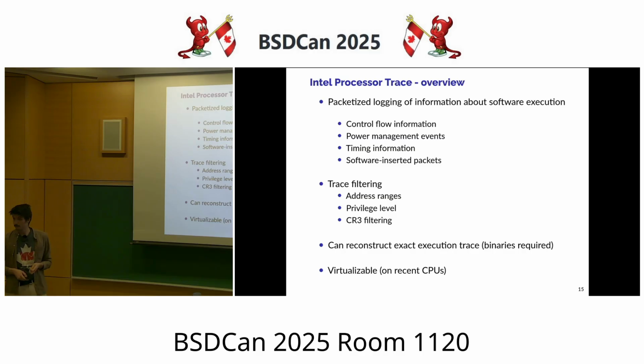OK, so I think it's a good time to move on to a case study of the Intel processor trace technology. So I'm going to just provide a brief overview of what this is. So as expected, the Intel processor trace technology enables packetized logging of all sorts of information about software execution. So this obviously includes control flow information. So whether the last n unconditional branches were taken or not.